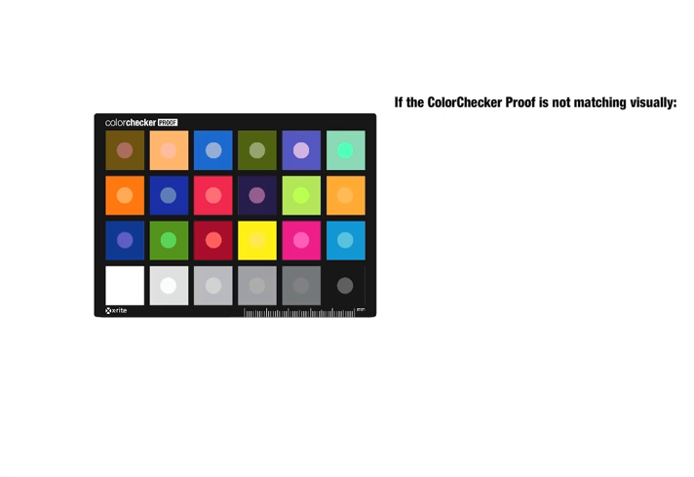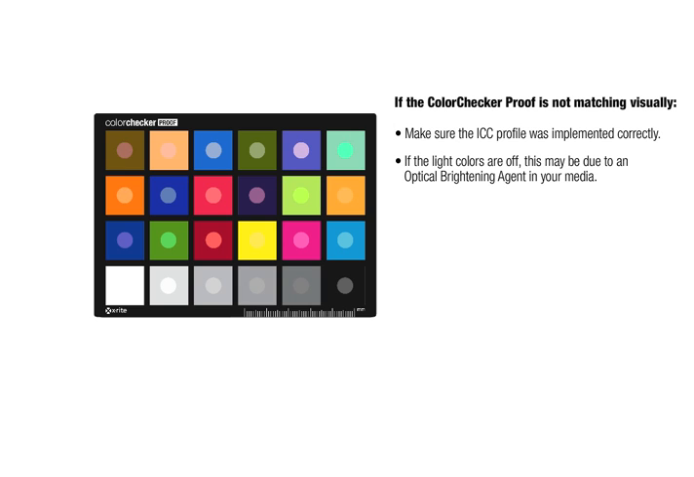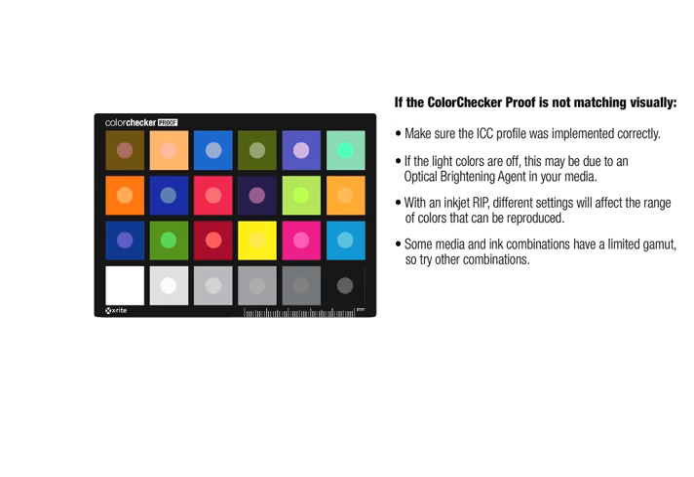If the Color Checker Proof is not matching visually, there are a couple things you can try. First, make sure the ICC profile you created was implemented correctly in your printer workflow. If the light colors are off, this may be due to an optical brightening agent in your media. If you're working with an inkjet rip, different settings such as print speed and individual ink channel limits will affect the range of colors that can be reproduced. Check with your rip vendor for more details on these settings. Some media and ink combinations have a limited gamut, so try another combination to see if you get better results.